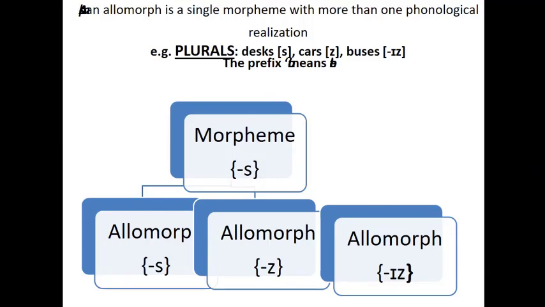So you realize the S morpheme is an allomorph because it has more than one phonological realization. And look at these allomorphs there. These are the allomorphs of the morpheme S. These are the different sound realizations, the phonological realizations, of the S morpheme in plurals. This is just to start.